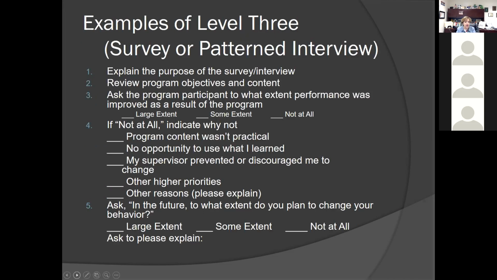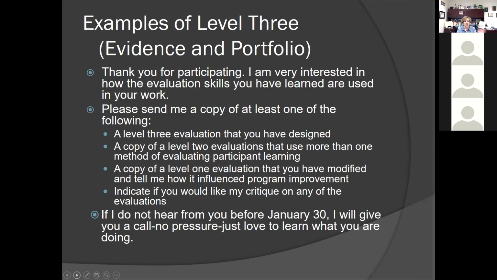So again, an example would be a patterned interview or maybe a survey. You explain the purpose of it, you review the program objectives, and then you ask them to what extent performance was improved because of this, and then follow-up questions. And if you have evidence or a portfolio, have them share examples: what's a level 3 evaluation that you've created, or a level 2 evaluation that you have created, share that, etc.